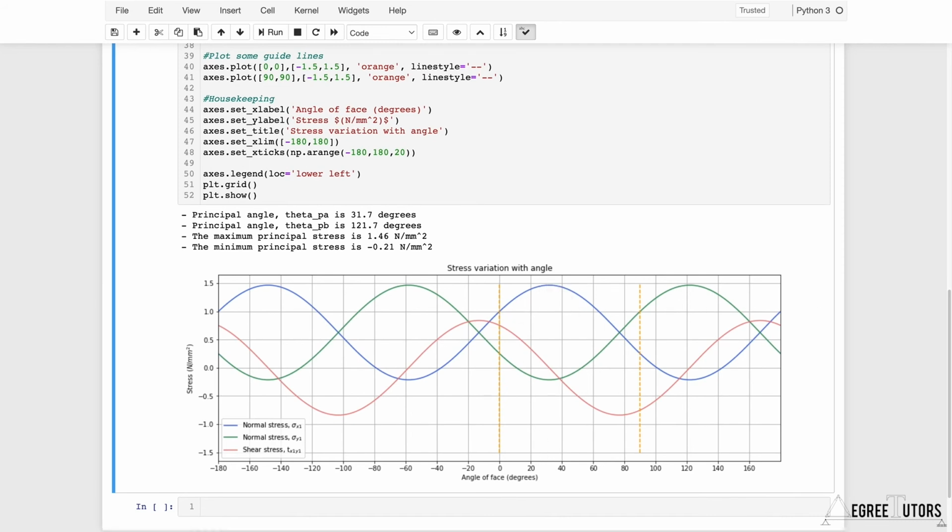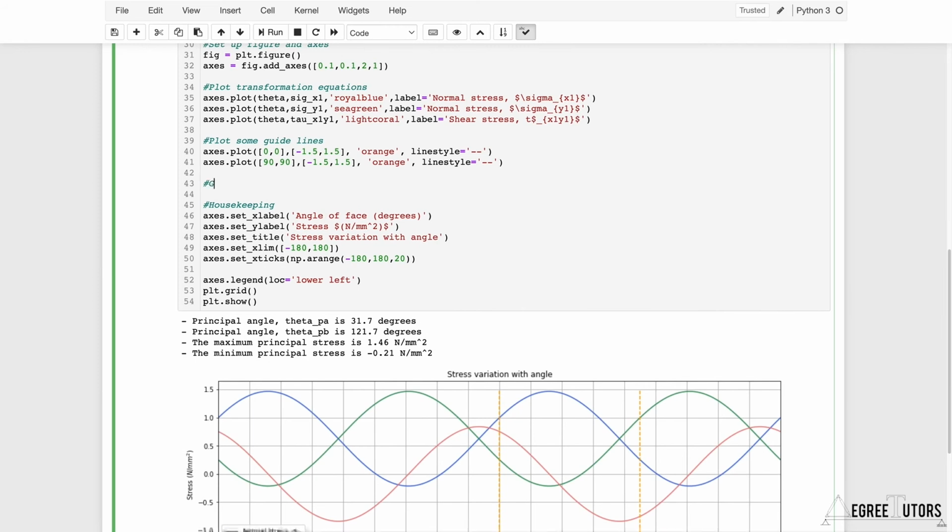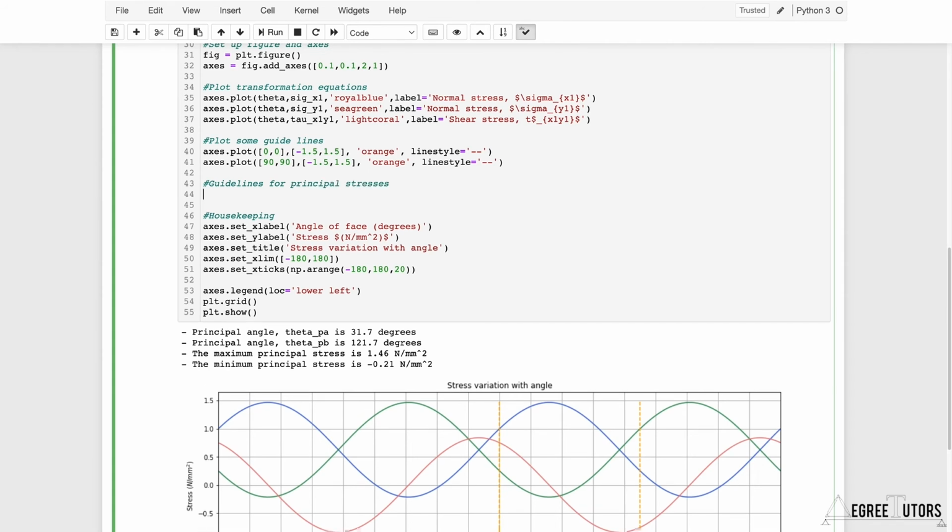So if we want to be a little bit more explicit in identifying these key values within our graph here, let's just plot some guidelines on. That's one of the things I like to do just to make this easier to see. So I'll just say guidelines for principal stresses. I'm going to say axes dot plot. What am I plotting? Well, I want to plot a horizontal line here at the level of the maximum principal stress. So the x coordinates of this horizontal line are minus 180 and plus 180. The y coordinates are the same. It's a horizontal line, so it's going to be sigma 1 and sigma 1.